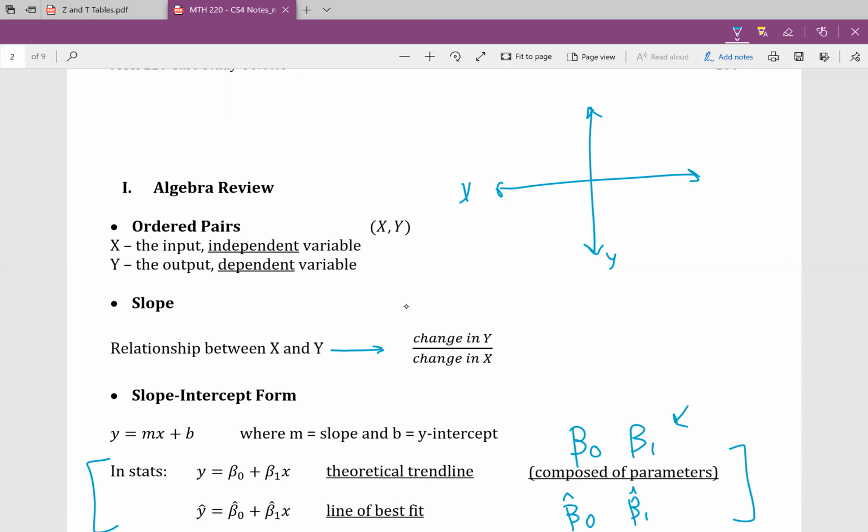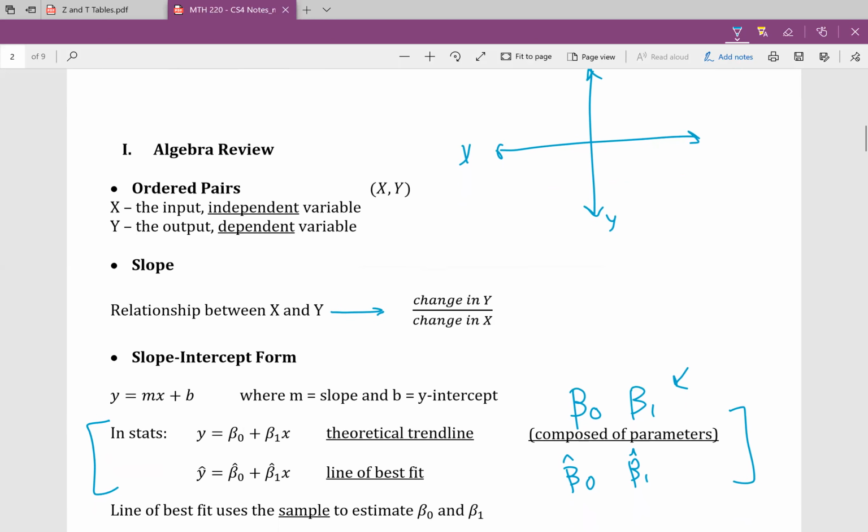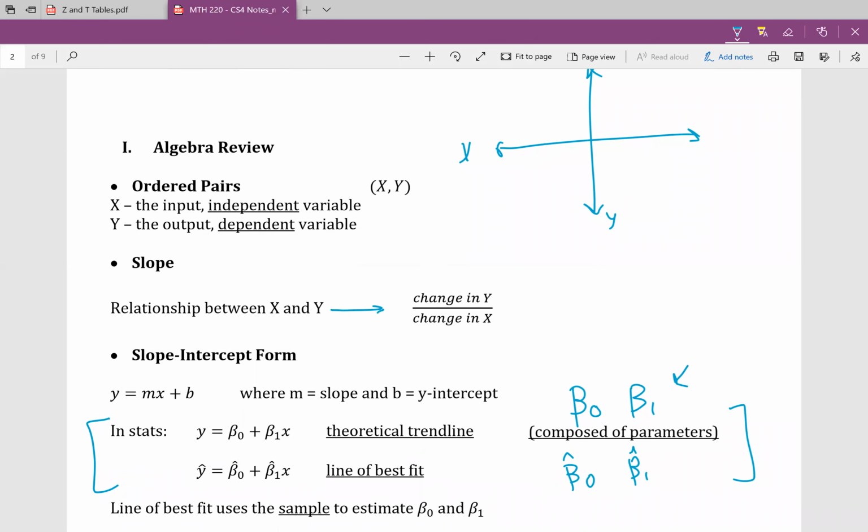Now the line of best fit is going to be a statistic. It's going to come from the information of the sample. Beta naught hat and beta 1 hat are both statistics, so we will know what those are. The line of best fit uses the sample to estimate beta naught and beta 1. Just like in the past, we have used x bar to estimate mu. We're going to be doing that same thing here.